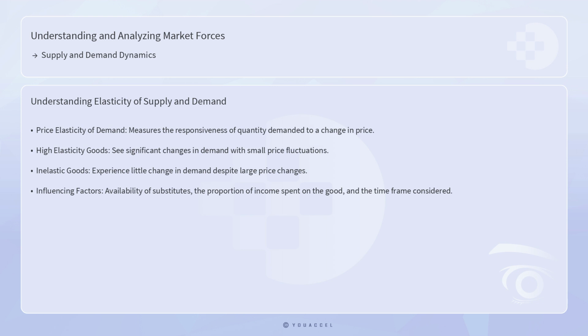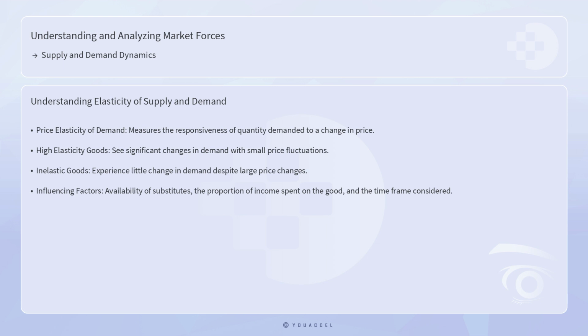Understanding the elasticity of supply and demand is crucial for comprehending how markets react to changes in price. Price elasticity of demand measures the responsiveness of quantity demanded to a change in price. Goods with high elasticity see significant changes in demand with small price fluctuations, while inelastic goods experience little change in demand despite large price changes.